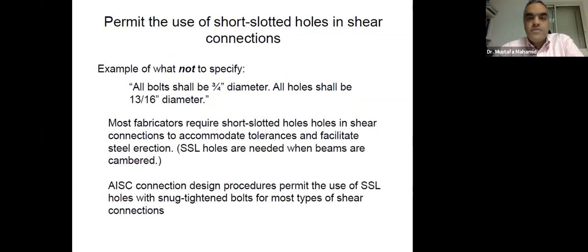Permit the use of short-slotted holes in shear connections. They don't have to be standard. So don't restrict it to standard hole sizes.